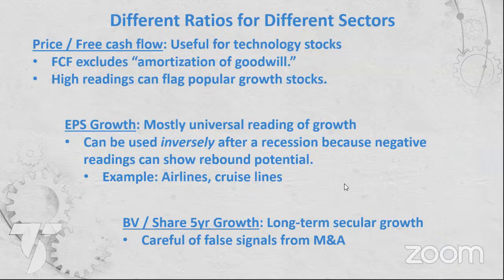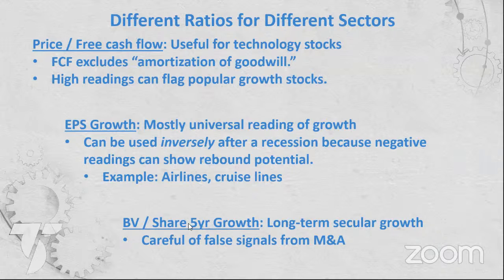It can also be used inversely after a recession. One of the things that I think is interesting now is you could simply scan for the stocks that had the biggest revenue loss in the last year. You'd find the airlines, the hotels, all those stocks. When you're coming out of a recession, very often, it's interesting to look for those companies that had negative earnings, because that's going to show you the companies that are most likely to swing back to positive.